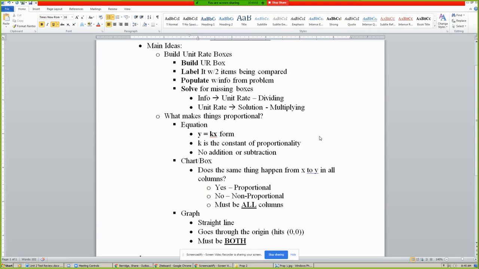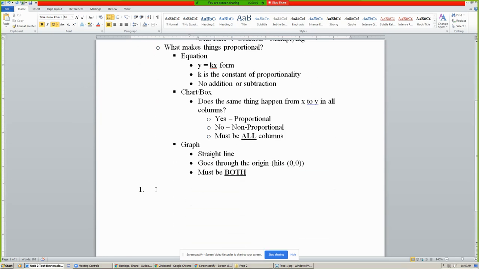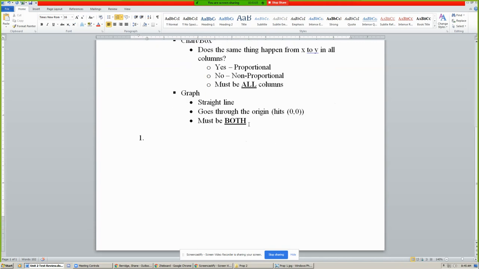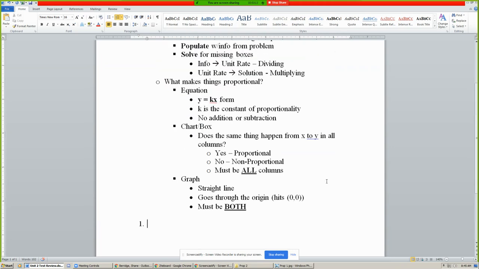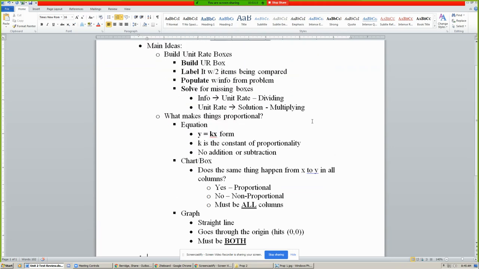Yes, this piece right here will be in the Google Classroom, the piece that says unit test review with our main ideas. This piece right here where I start on problem number 1 will not be. So we're going to go over here on live Zoom, talk about the questions and how to approach them and things to remember. If you want those, you have to take them down here on the live Zoom. But this piece right here, the main ideas, unit rate boxes, what makes things proportional, equations, charts, graphs, will be up on the Google Classroom. So you will have this exact form to use on the test if you'd like.